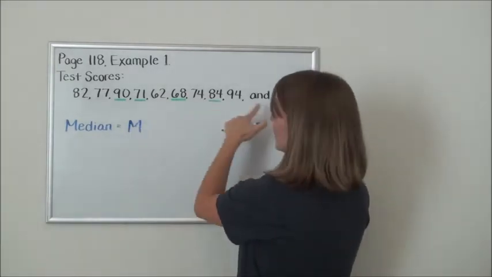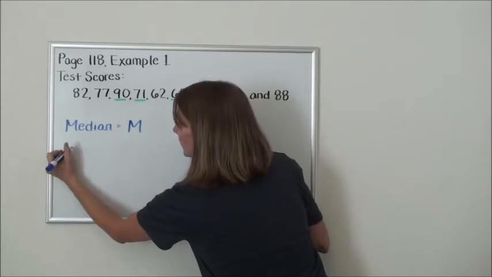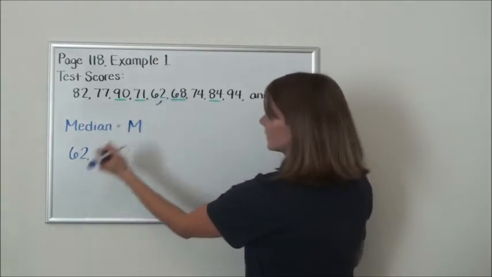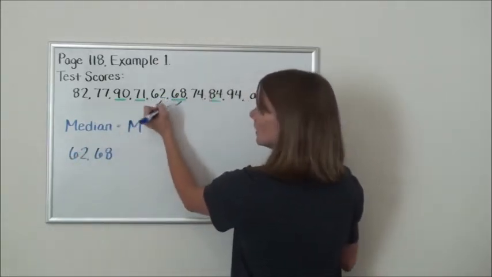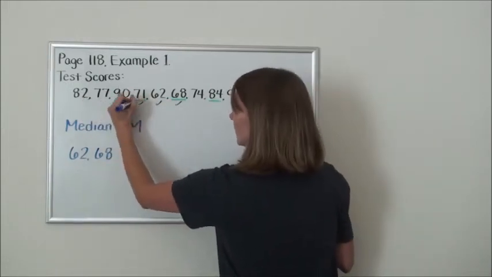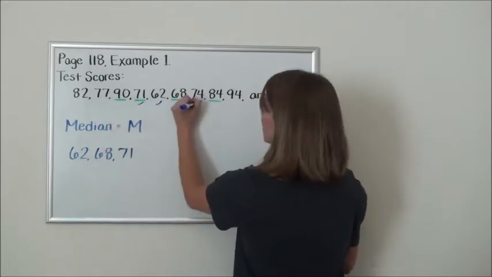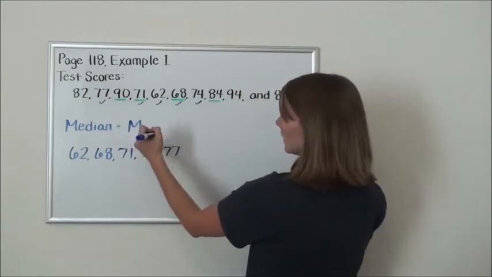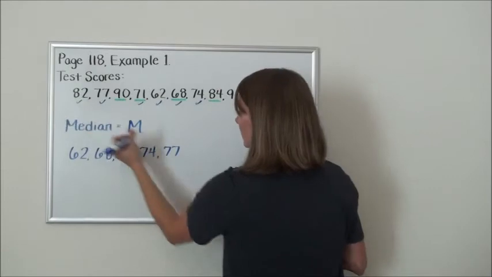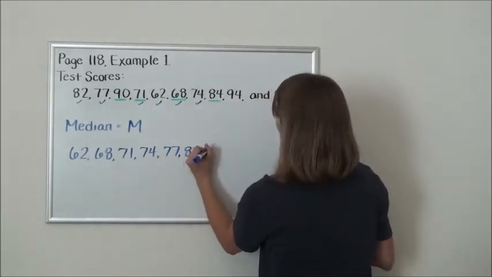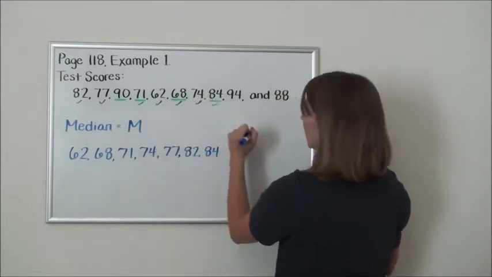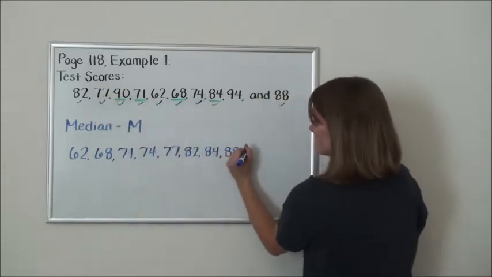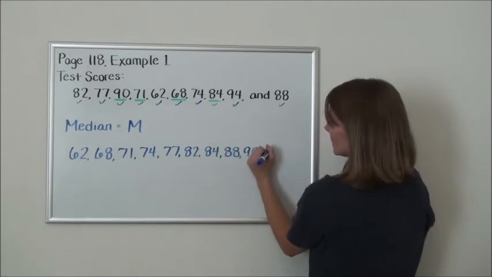So I look and find the smallest value, which looks like 62. So I'll put him first. And then I'm just going to make a little mark so I know who I have got. Next comes 68. Next would be 71. And then next is 74. And then 77. And then it looks like 82. And then 84. And then 88, and then 90, and the biggest one we've got is 94.